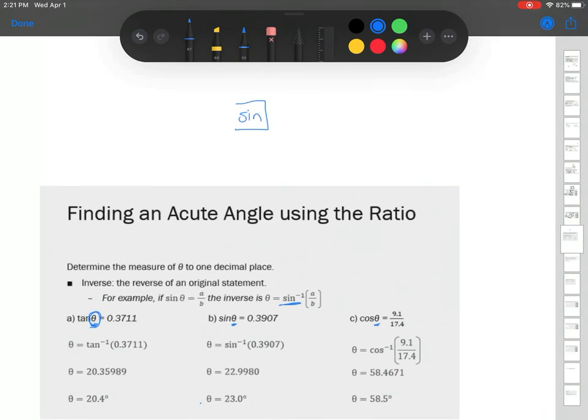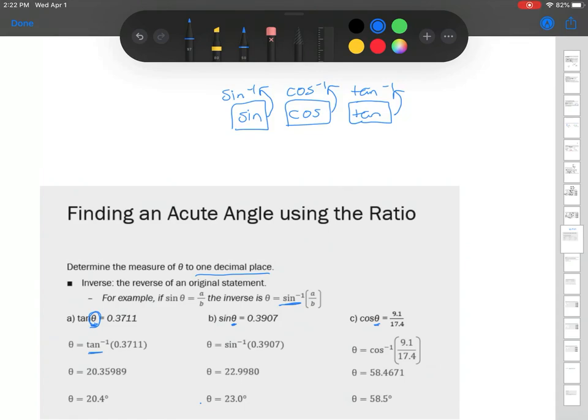Most calculators have these buttons together, and then above them it says this. Usually it's shift or second function, whatever your calculator does. So these go together. The inverse operation of sine is sine to the -1, cos -1, tan -1. So back to here, tan theta equals 0.3711. Then to get rid of the tan, you do tan inverse. And then you usually would do 1 decimal place for angles.